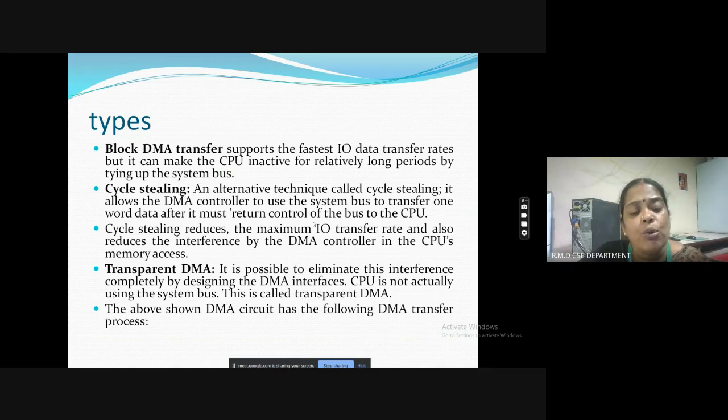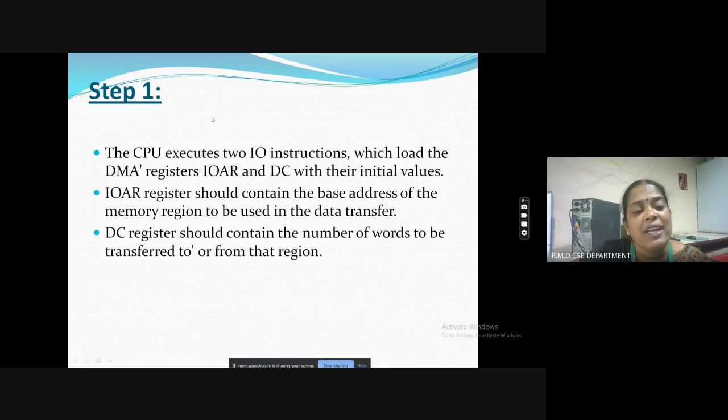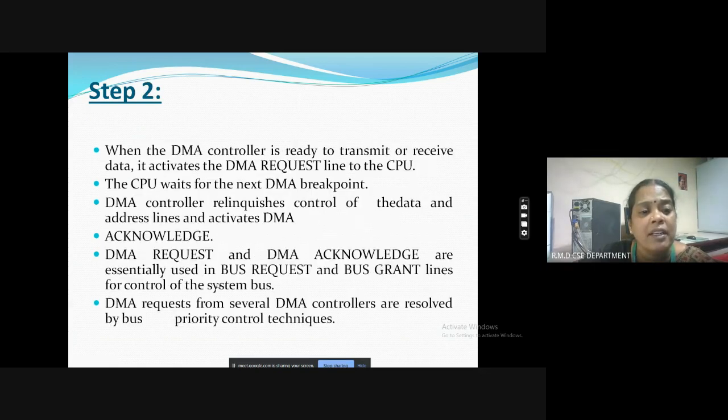The DMA circuit shown above has the following process. It has a 5-step procedure. In the first step, the CPU executes two IO instructions which load the IOAR, the input output address register, and the DC register of the DMA controller with the initial values. The input output address register should contain the base address of the memory region to be used in the data transfer. The DC register should contain the number of words to be transferred from that region.